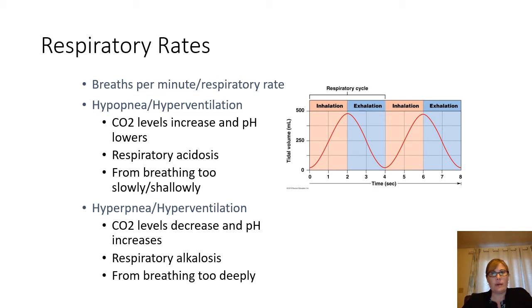Respiratory rates are in our lecture. We discussed quite a bit about what sections of the brain are going to be involved, and there are receptors that control those respiratory rates and send that information to these centers. We mentioned chemoreceptors, baroreceptors, and these are going to detect changes in pH as well. So breaths per minute is also known as respiratory rate.